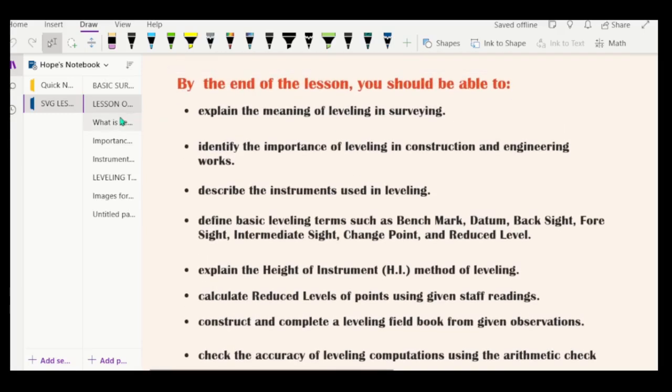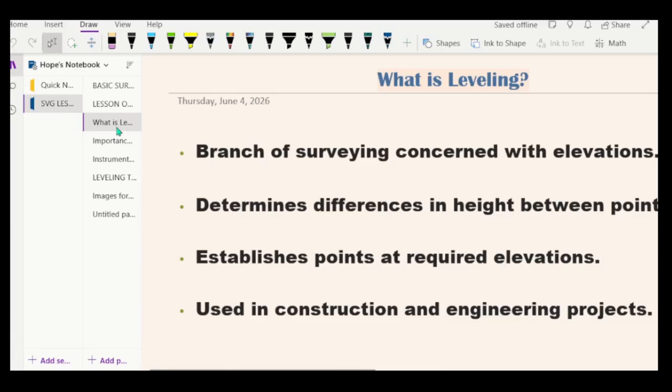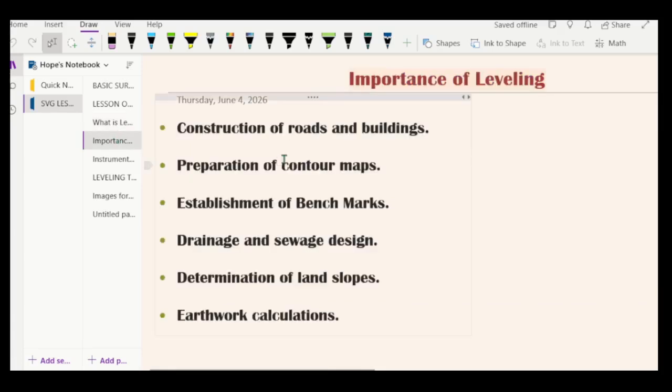Okay, so in this particular lesson we will be looking at the importance of leveling. What are the importance? What's leveling used for? What does leveling help us with in a real life scenario? What does it help us achieve? The first one here is that it helps us construct roads and buildings. It helps us to construct roads and buildings.